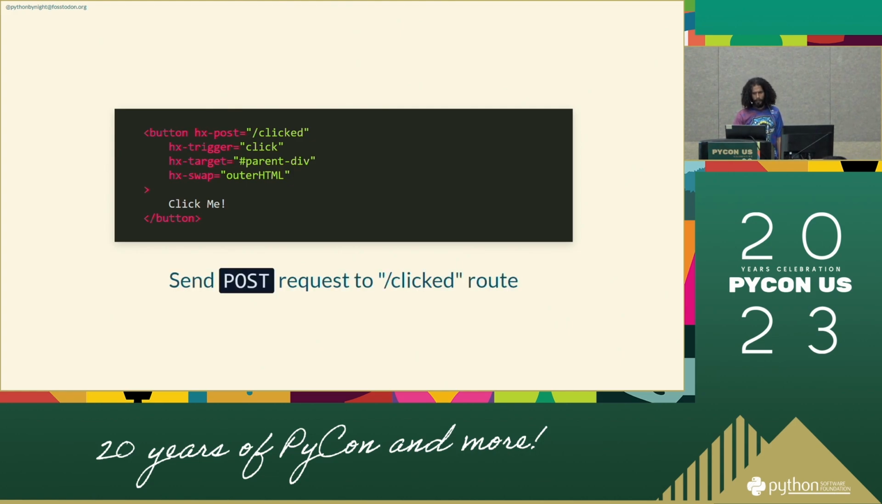The first thing that we do is we're sending a post request to the clicked route. So anytime a user clicks on this button, it is already sending a post request. It doesn't matter that it's not in a form or that it's a submit button or anything like that. This could be a div element or a p element or a span element. It could be whatever you want it to be. This is sending that post request to the clicked route, so we can understand that within our FastAPI application.